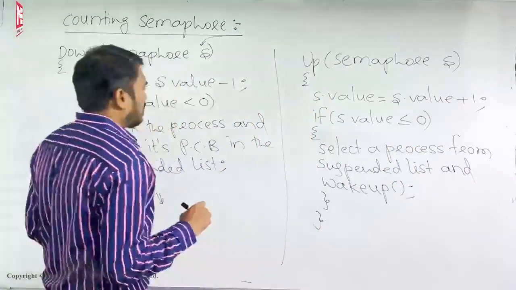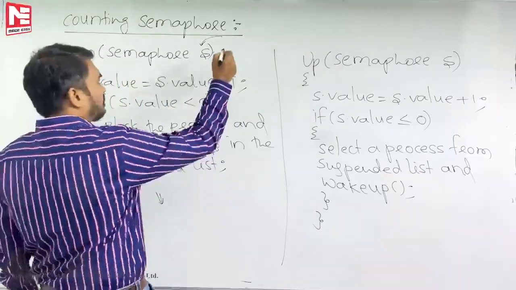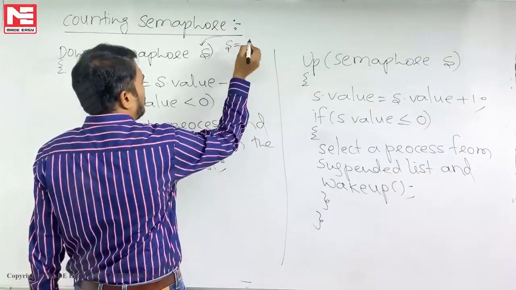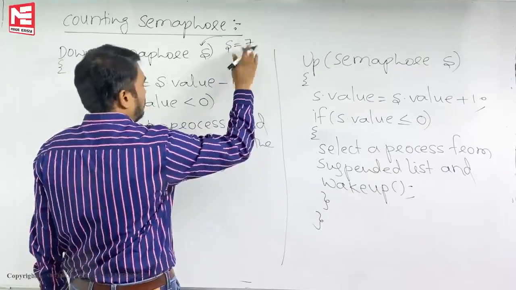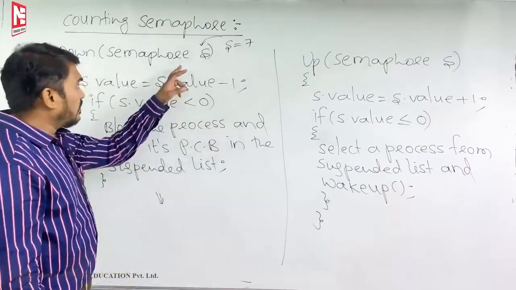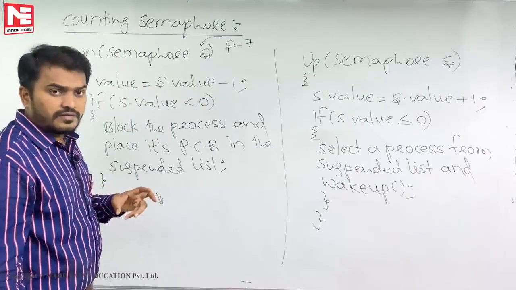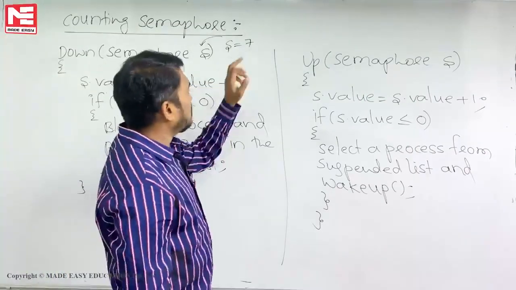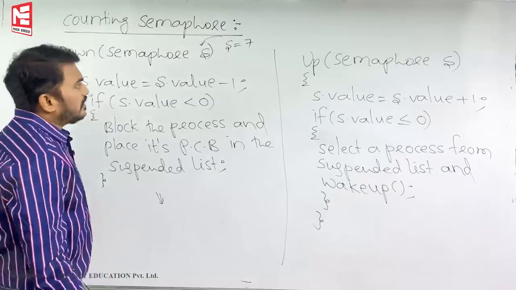Next. Now listen here, I will give my notes, first listen, one minute. Let's say the initial value of the semaphore S is plus 7. Counting semaphore value can be anything, minus infinity to plus infinity. Now let's say the initial value of semaphore S is plus 7. Now I am performing down operation.